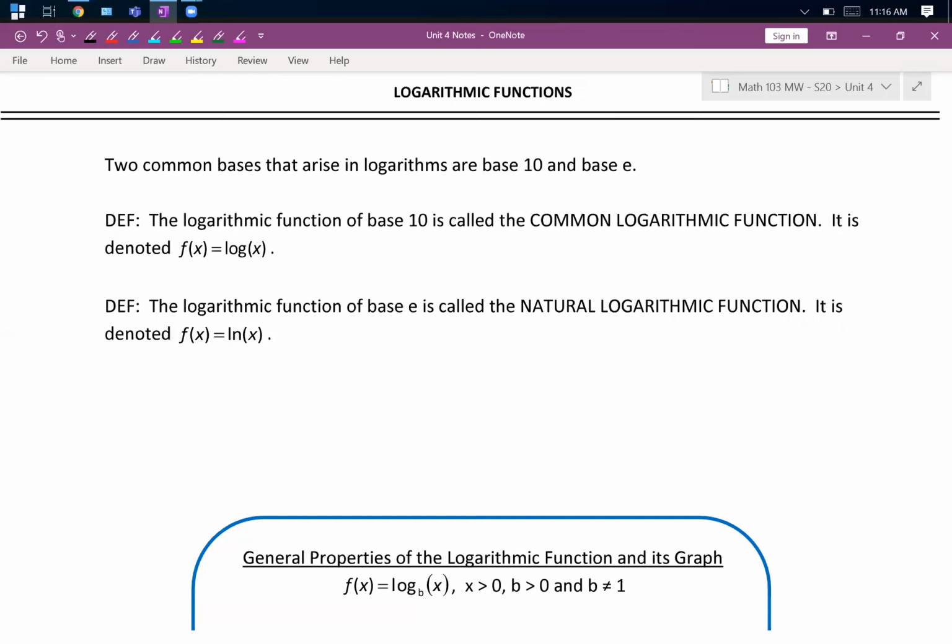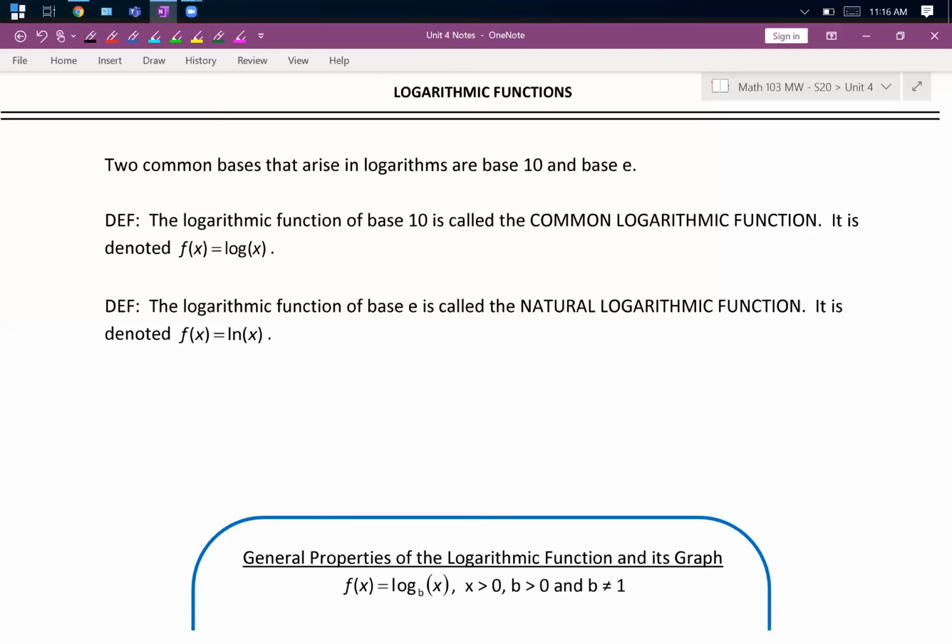The other one is when we have a logarithmic function of base e. This is called the natural logarithmic function. This arises a lot in nature. The e shows up. It is denoted f of x equals ln of x. So ln is our natural log. I always think to myself log natural, and then that reminds me that the ln is the natural log.